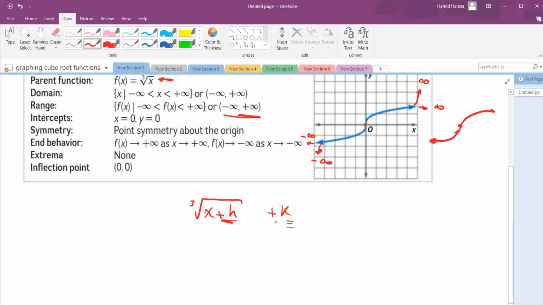If the number is out here, that means the function is translated either up or down. If it's positive, it will move up. If it is negative, it will move down. Here also, if h is positive, that means to the left. If h is negative, that means it will translate to the right.